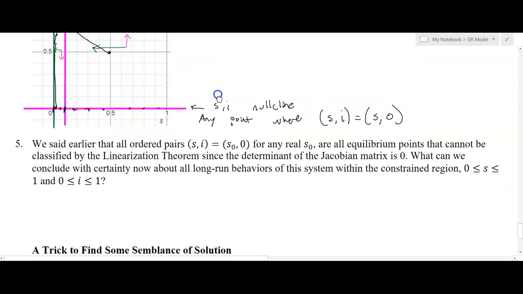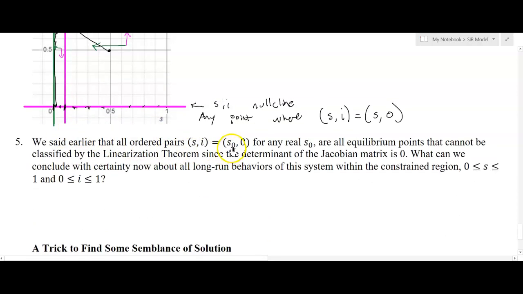So that's pretty neat. We said earlier that all ordered pairs (S, I) equals (S0, 0) for any real number S0 are all equilibrium points that cannot be classified by the linearization theorem since the determinant of the Jacobian matrix is 0. What can we conclude with certainty about all long-run behaviors of this system within the constraint region? S is between 0 and 1, and I is between 0 and 1.